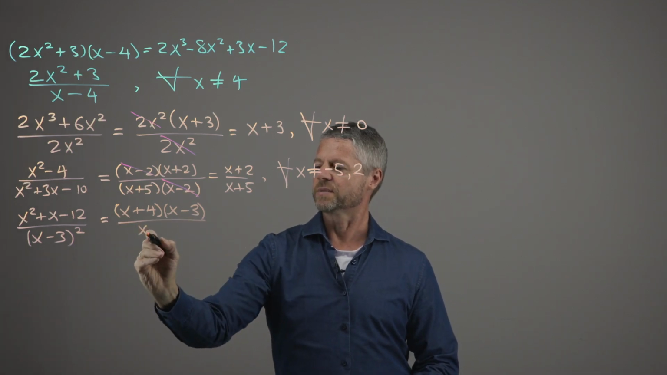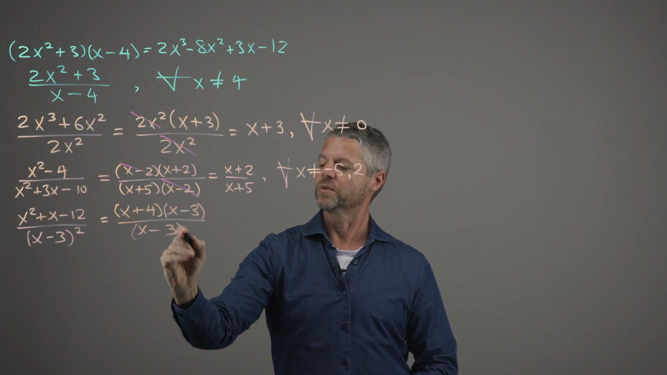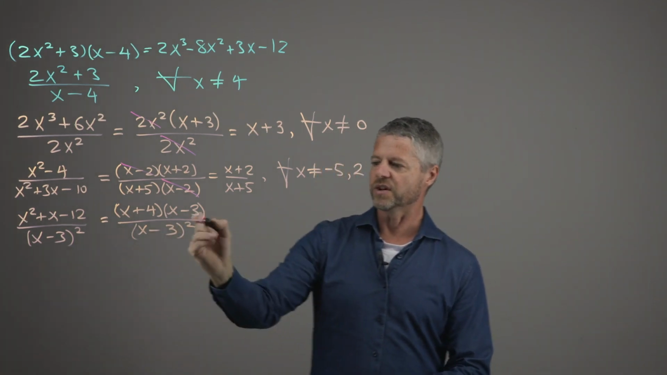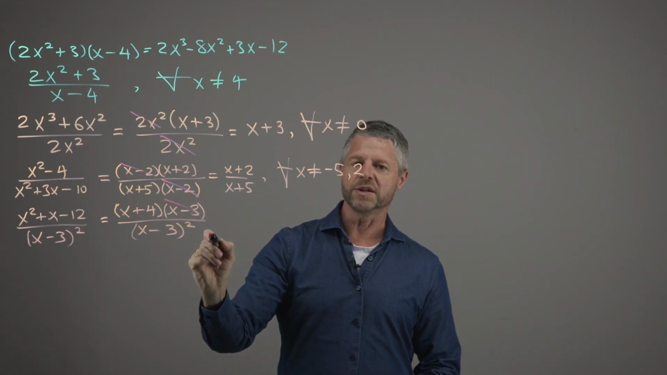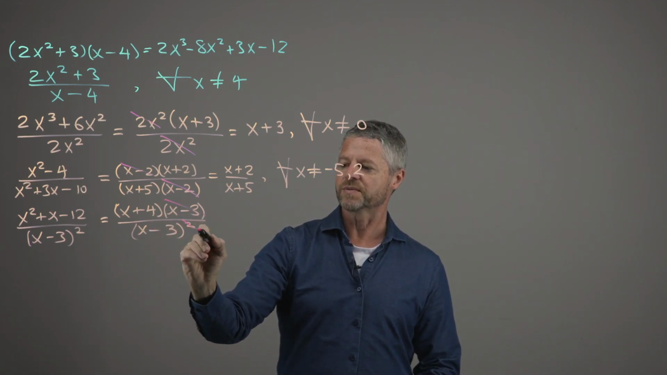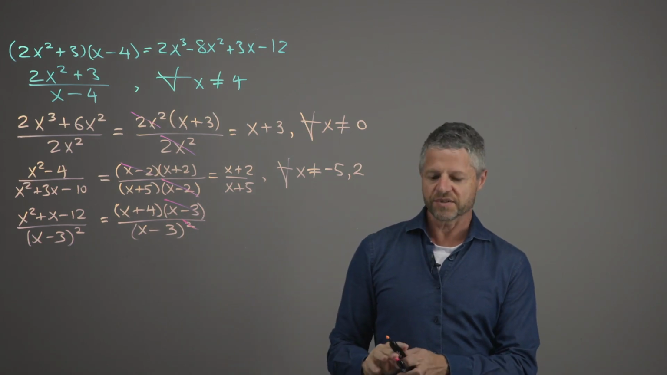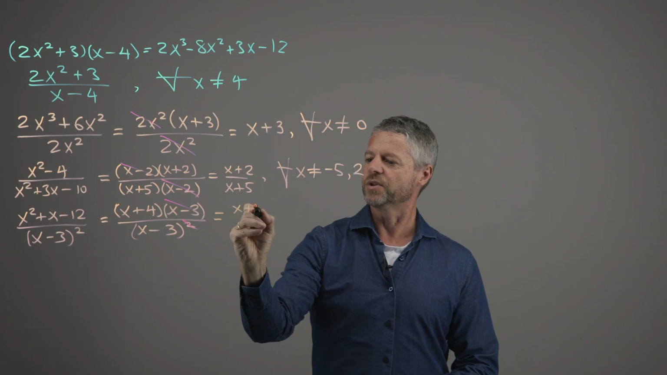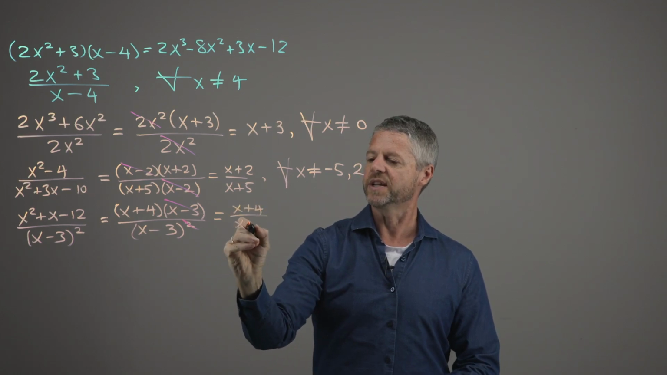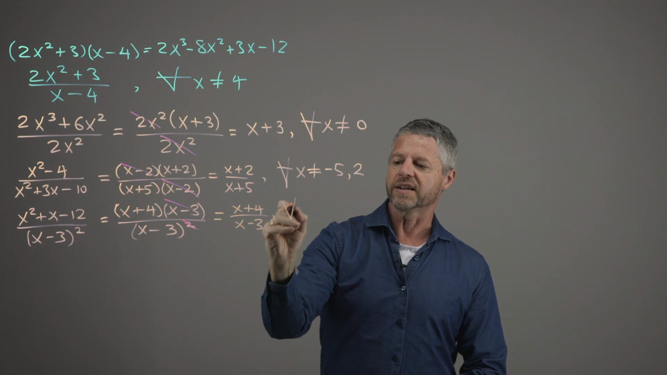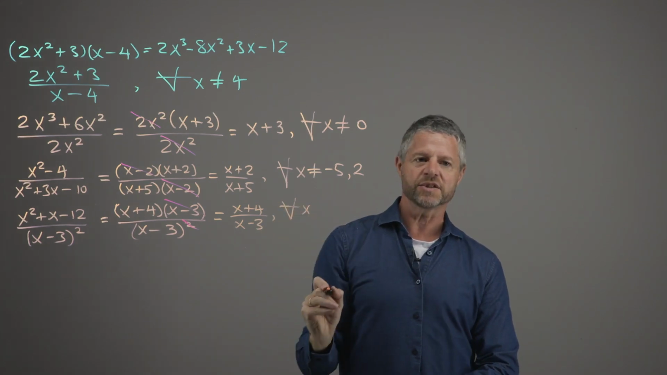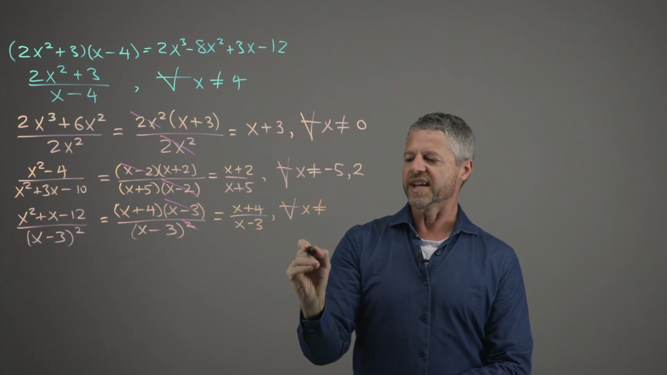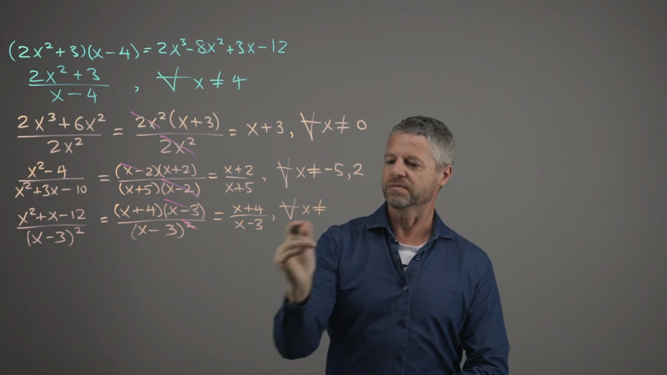And then we've got x minus 3 squared in the denominator. So the x minus 3 in the numerator will cancel with one of those x minus 3 factors in the denominator. And we end up with x plus 4 over x minus 3. And again, I just have to put my domain restriction here, as long as x is not equal to 3.